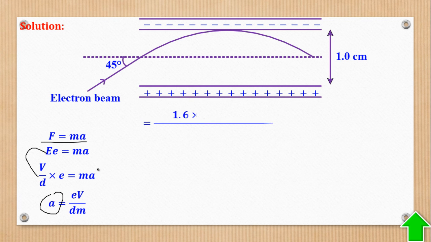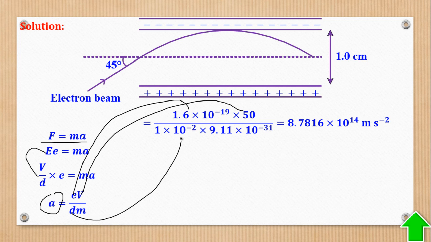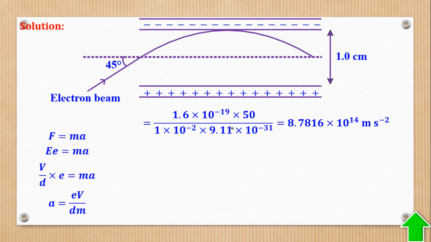I'll come and substitute in order to get the acceleration. Substitute for this, it is a constant. It will be available in the paper you'll be doing. Then this is the potential difference. And this is the separation in meters, to convert it to meters. This is the mass which was given in the question. So in the end, you'll come up with this as the acceleration of the electrons.